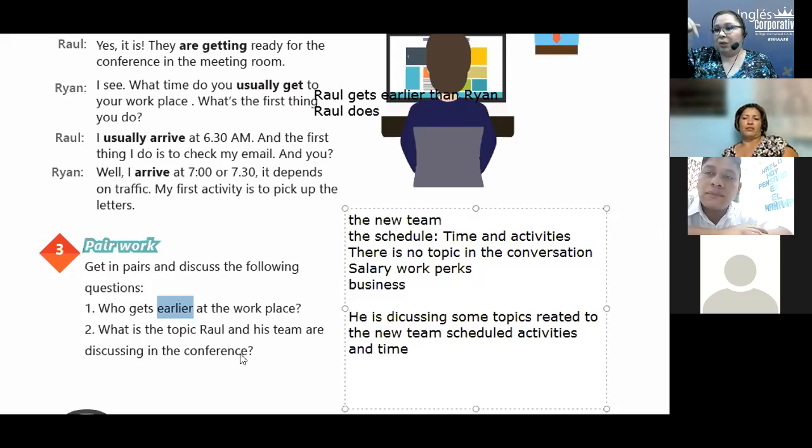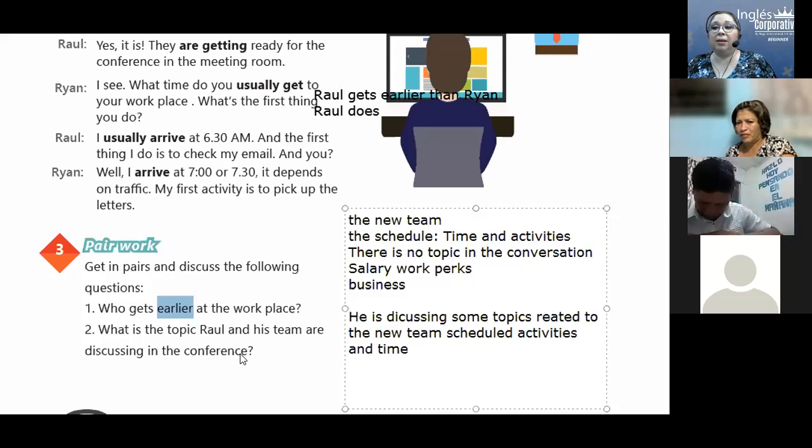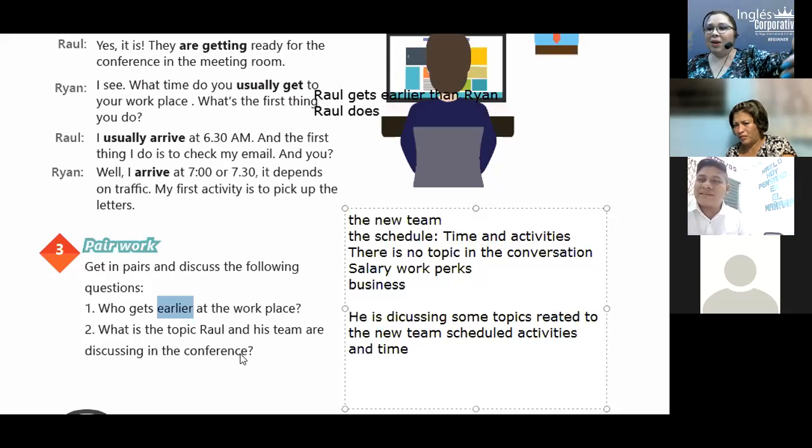Right now means, excuse me, Nestor, go ahead. It's like when you see some colleague at the meeting and you ask him about the conference, but later on, 1 hour or 30 minutes later on the conference, the day we have the conference. Okay, yes, correct. Maybe they are in the office, right? Ryan and Raul are in the office and they are talking about their activities and they are talking about the new team thing, okay? So it's the future, but later on. Later than the conversation, okay? Yes, later on the conversation.